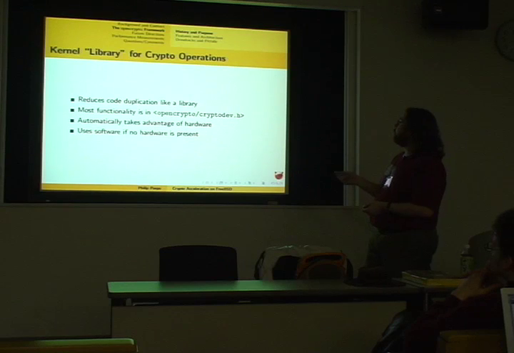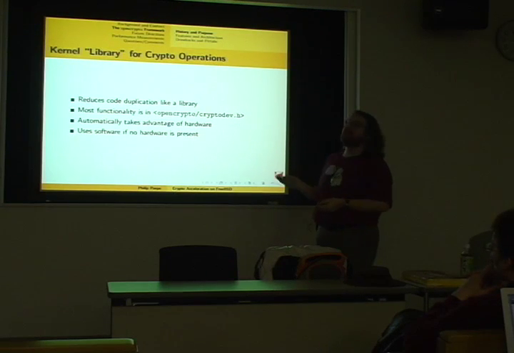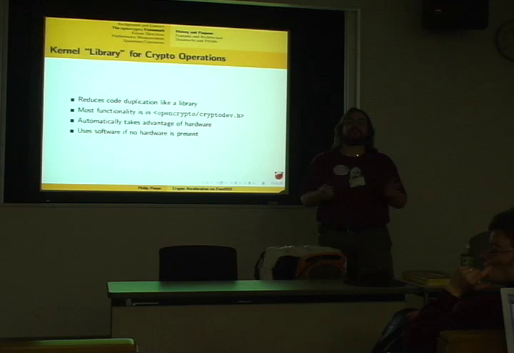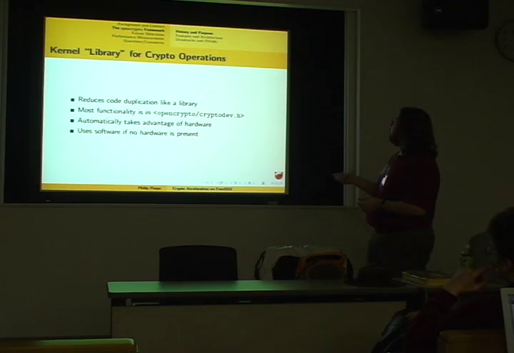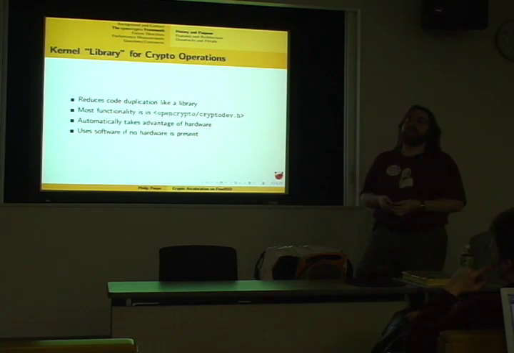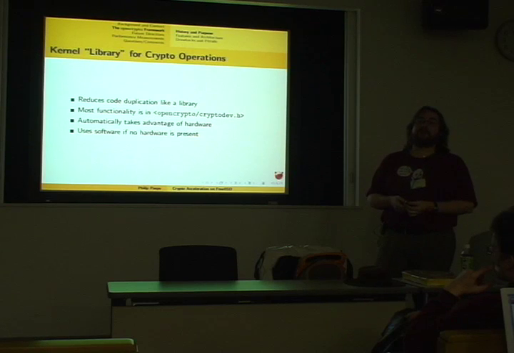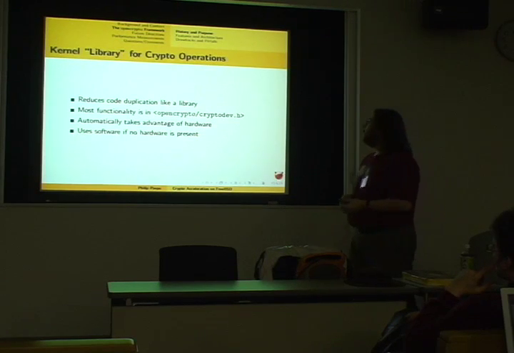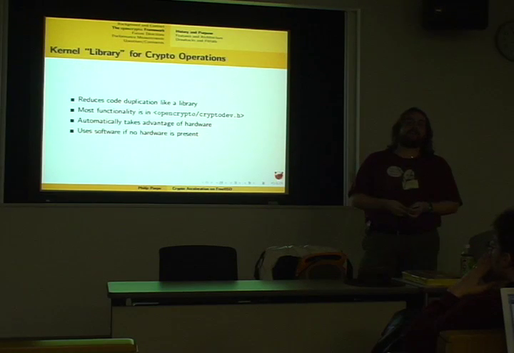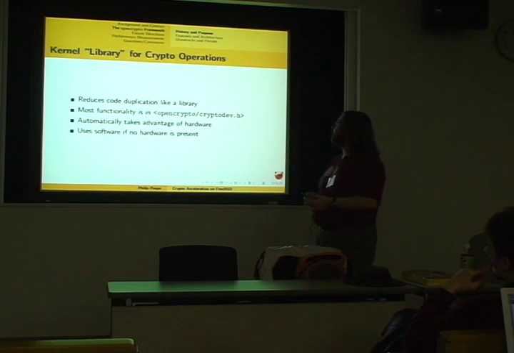So one of the requirements is that it should reduce code duplication instead of every kernel subsystem inventing its own way to take a hash or encrypt something. They should use the opencrypto header, which is crypto defaults.h, and they can use a consistent interface to take care of all their encryption needs. The opencrypto framework automatically takes advantage of hardware if hardware is available. I'll explain how the hardware works in a little bit.